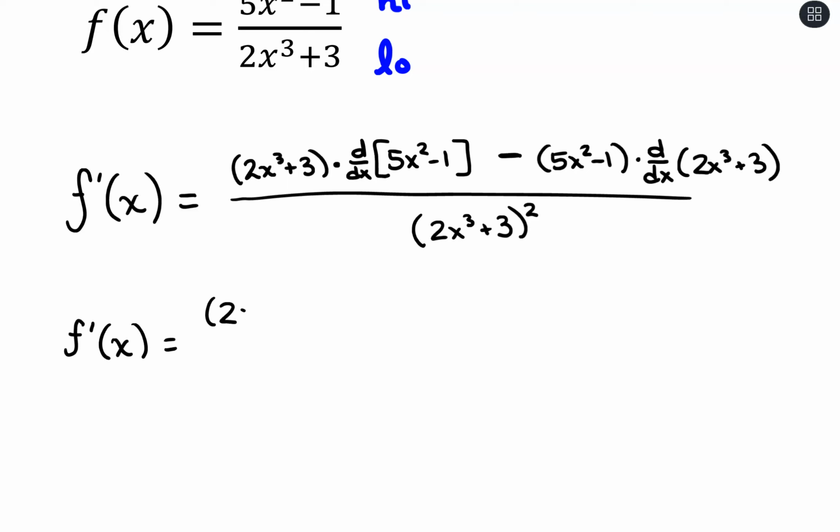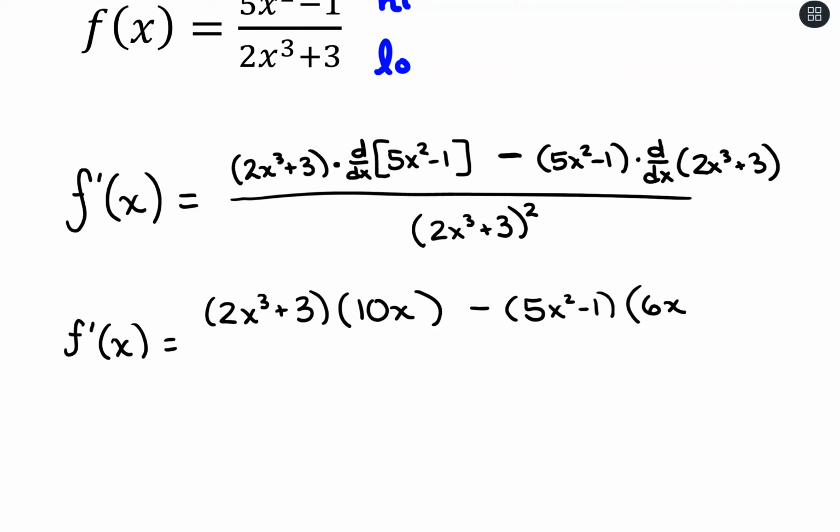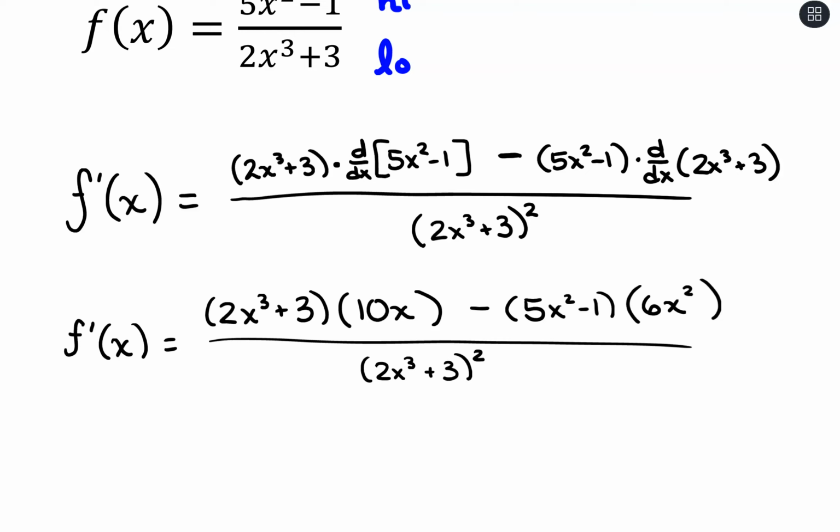Okay, so now I'm going to start taking the derivative. So I have that 2x cubed plus 3 times the derivative of the 5x squared, so 5 times 2 is 10, x to the 2 minus 1 is 1, the derivative of the negative 1 turns into a 0, minus the 5x squared minus 1 stays the same, times the derivative of the 2x cubed plus 3, so 2 times 3 is 6, x to the 3 minus 1, which is 2, and then the plus 3 turns into a 0. All over 2x cubed plus 3, all being squared.